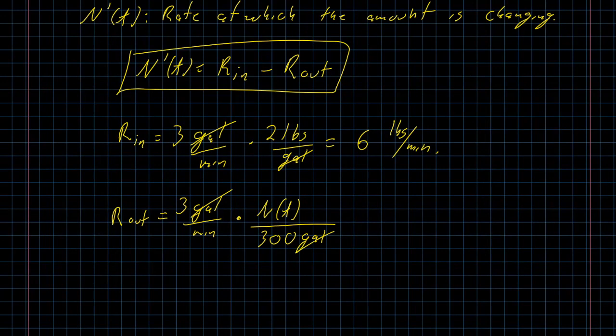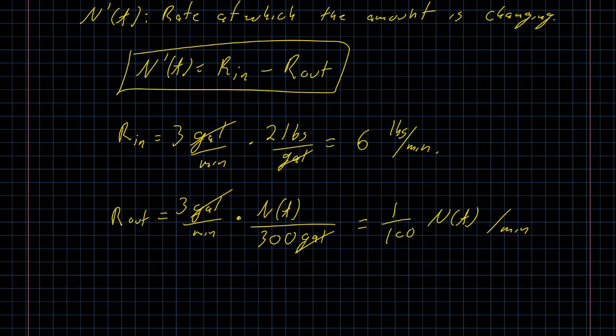N of t is measured in pounds. We have pounds over a minute. So I guess that's 1 over 100 N of t. Again, N of t is measured in pounds, so this is pounds per minute. But technically, we're only going to write the units as per minute because the pounds is inside of the variable N.